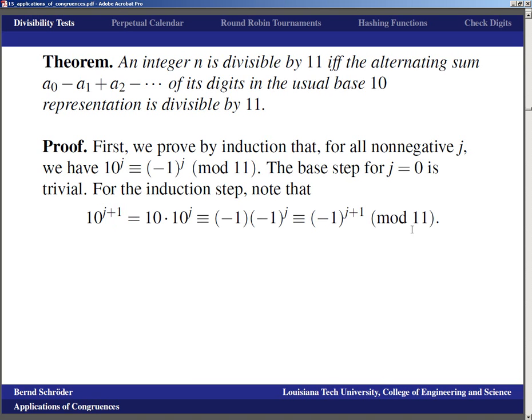I think here I have to be careful, because I have to justify that 10 is equivalent to negative 1 modulo 11, but I think that's pretty clear because their difference is 11.